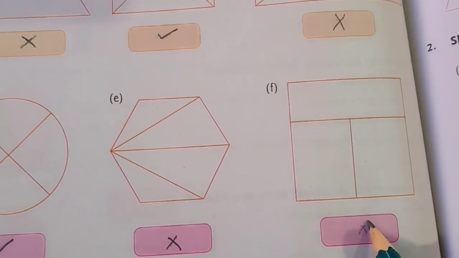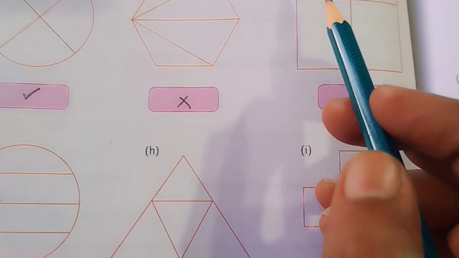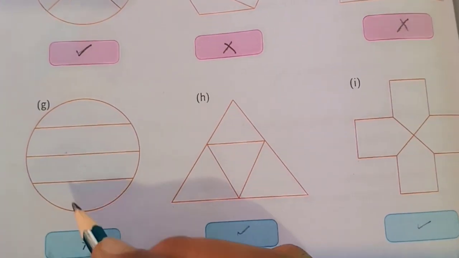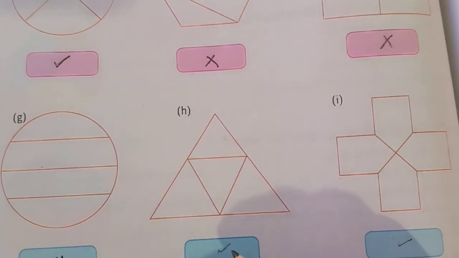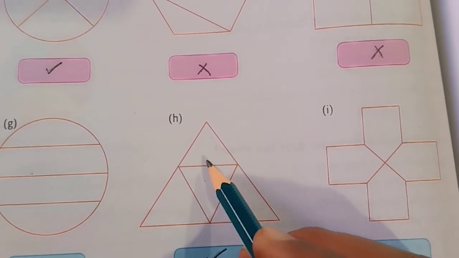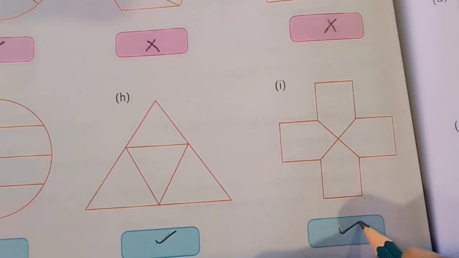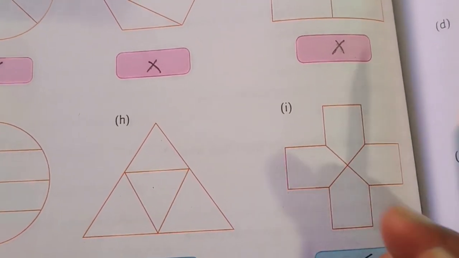Same as F. And then G is wrong. H is right because 1 2 3 4, all four triangles are equal. I is right because all parts are equal.